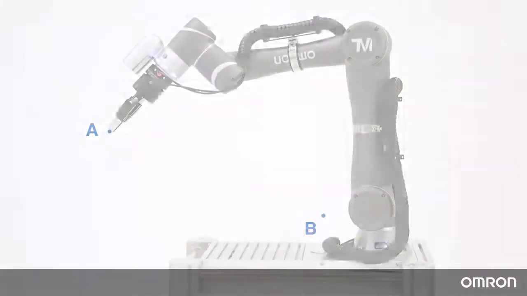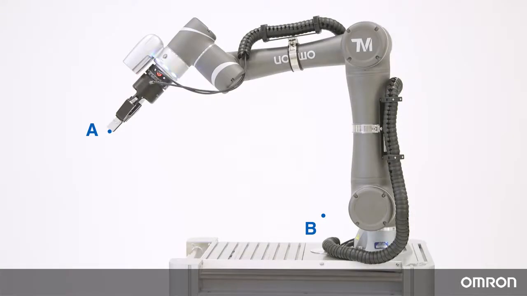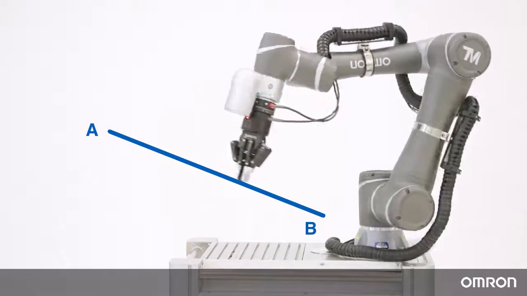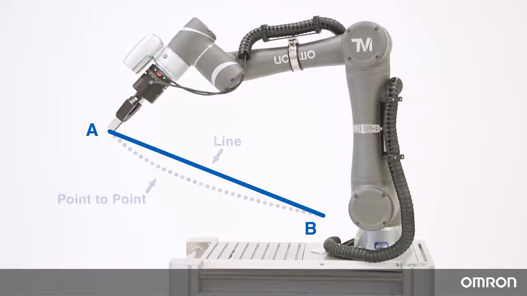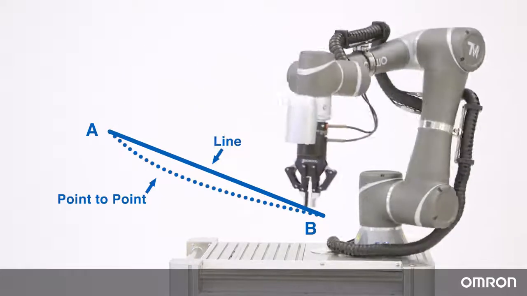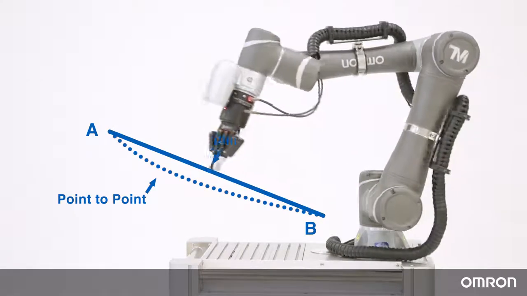Now let's discuss line motion. Line motion is path-dependent and will move in a straight line from point A to point B. Line motion is preferred when trying to avoid collisions with obstacles that could be adjacent to the path AB. Here is an example of linear motion versus point-to-point.